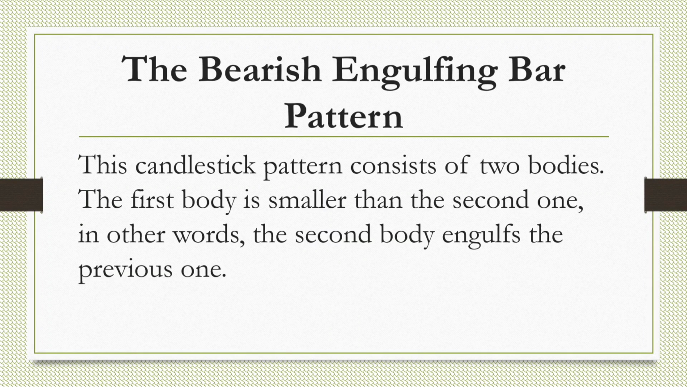First on our list is the bearish engulfing bar pattern. This pattern of candlestick consists of two bodies. The first body is smaller than the second one. In other words, the second body engulfs the previous one, just like the meaning of the name tells us. The bearish engulfing candlestick consists of two candles, and the first candle is smaller than the other candle. That is what it means. Let me give you a pictorial view of what I'm talking about.